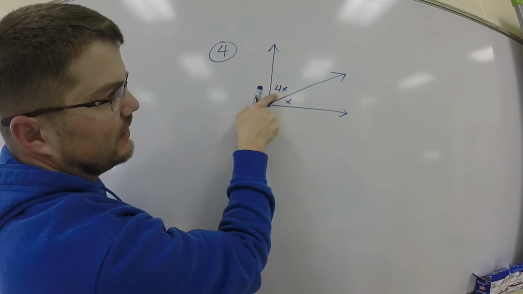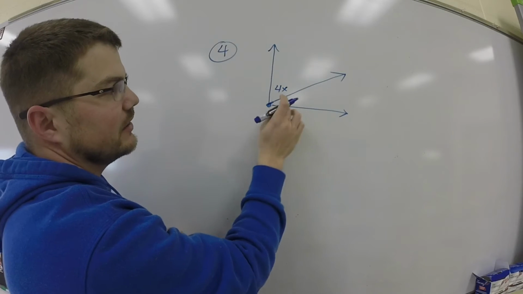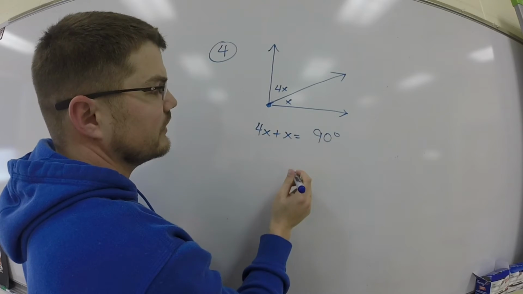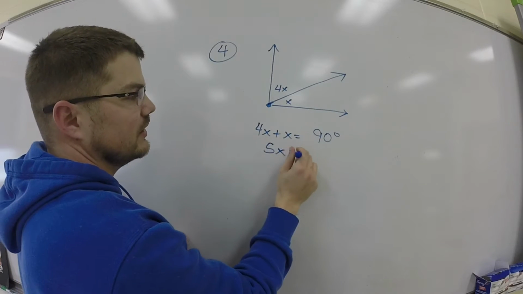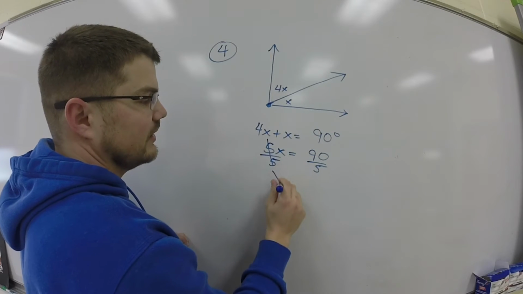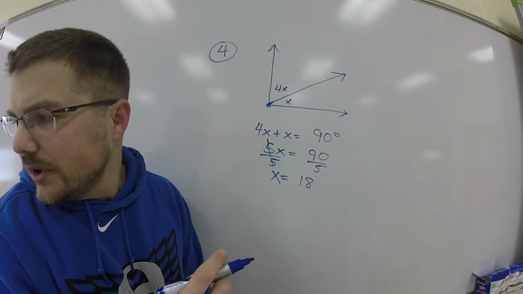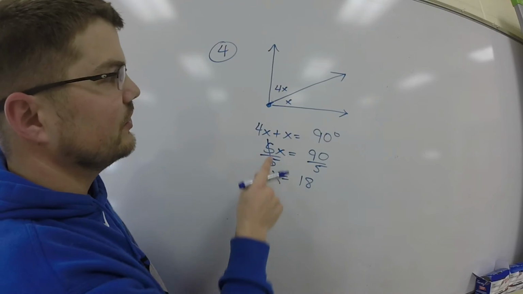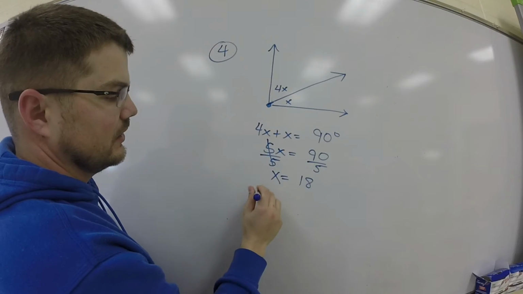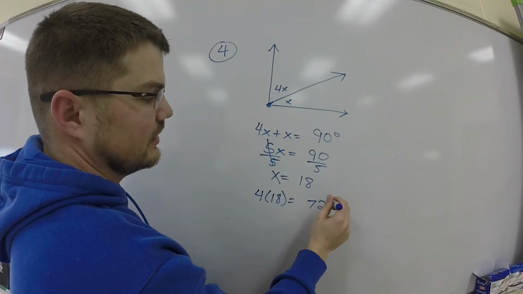Except this time when we add these two angles together, these are complementary because they add to 90 degrees. So we'll say 4x plus x equals 90 degrees. Solve that. 5x equals 90. Divide by 5. X is 18. And the question wants to know what is the measure of the larger angle, which is this one. So I'll need to substitute in 18 here. So we'll do 4 times 18. That gives me 72 degrees.